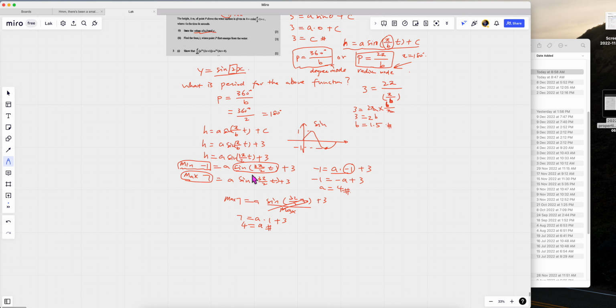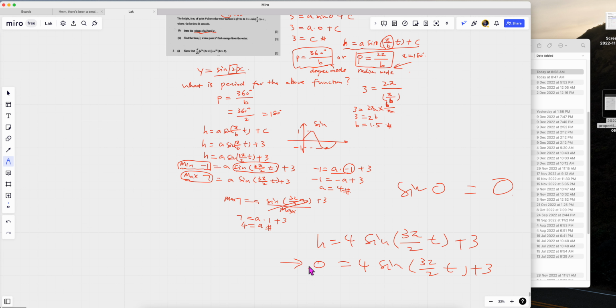So once you have A, B, C, then they say find the time t where point P first emerges from the water. Emerge from the water, you know what's the meaning of emerge? Okay. So the height is 0. Then you just solve this function. I'm not going to ask you to solve now because this is just solving basic sine something equals something. So I will leave it to you to go back and solve this one.